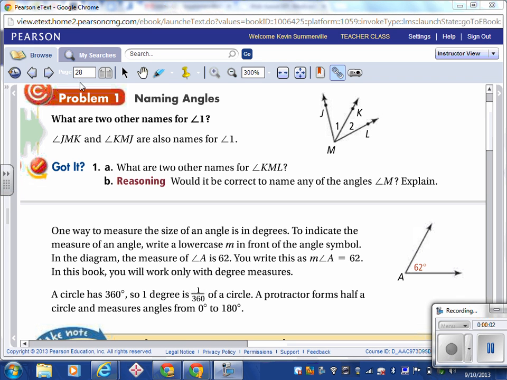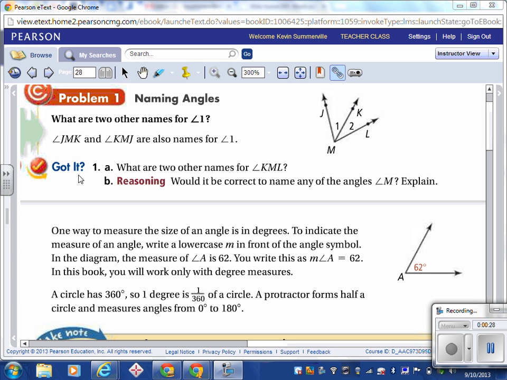Let's take a look at problem 1, naming angles. There are two other names for angle 1. Looking at the picture over here on the right side, here's angle 1. You can call that JMK, or you can call it KMJ. Here's angle 1, two names for that angle.